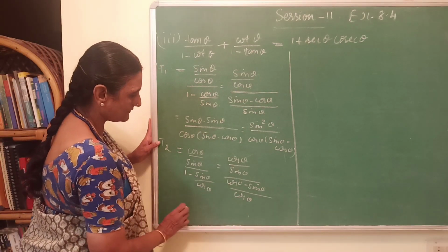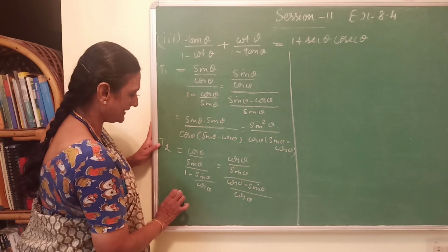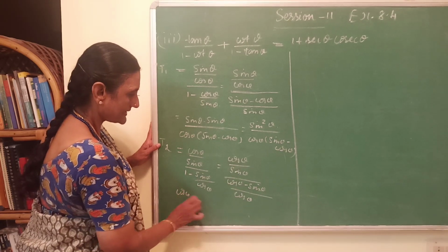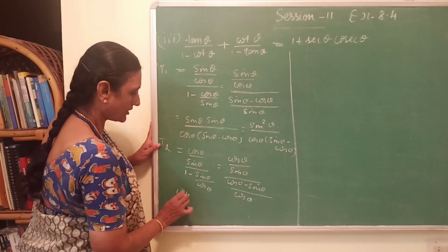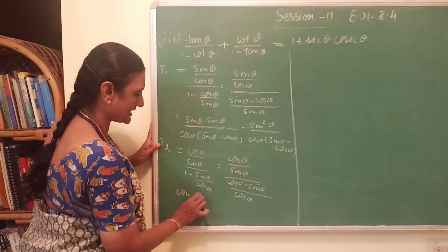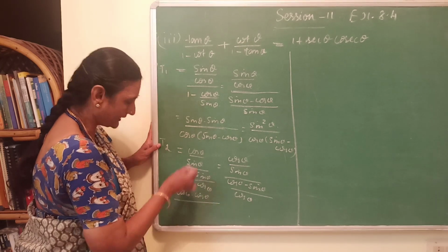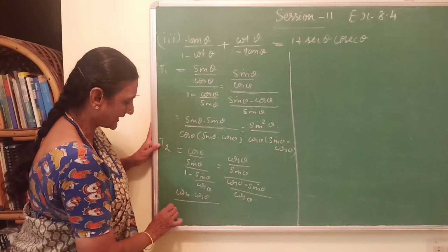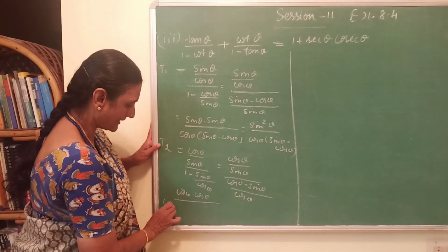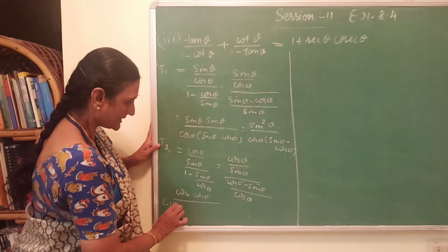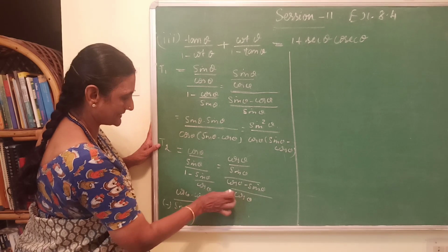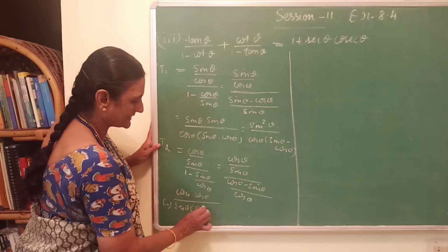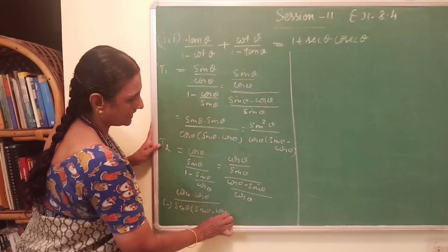So this becomes what? So cos theta, this denominator will go to the numerator. So cos theta into cos theta I have got. For the denominator, the negative sign is coming out, so I am marking it here. So I have got sin theta from the numerator, and this will become sin theta minus cos theta.